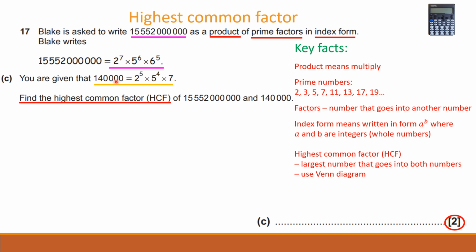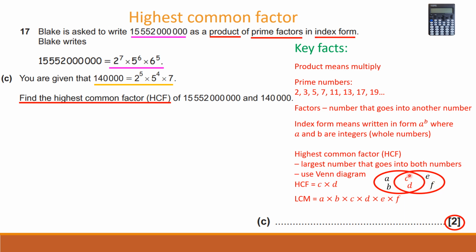And the easiest way to do it is by using a Venn diagram, especially when the product of prime factors have been given. You can do it manually and just count up and work out which factors go into both numbers, but when you've got really, really large numbers like we have here, it is much easier to use a Venn diagram. Now a Venn diagram is a diagram where you've got 2 circles combined, and then you've got numbers in each of the circles.